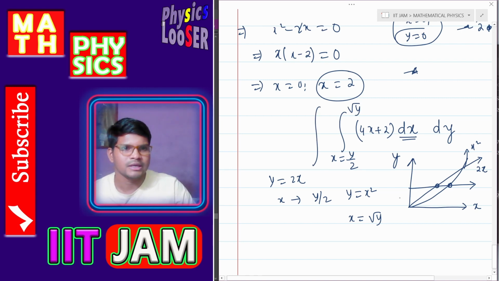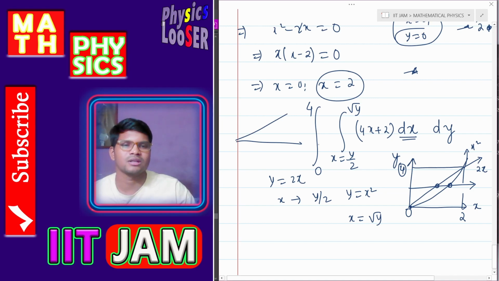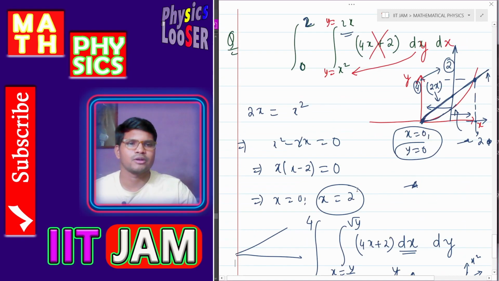And now since we are going from here to here, we have already seen that the lower limit is 0 and the upper limit is when x is equal to 2, y becomes 0 to 4. So this is how we can change the limits from this form to this form.